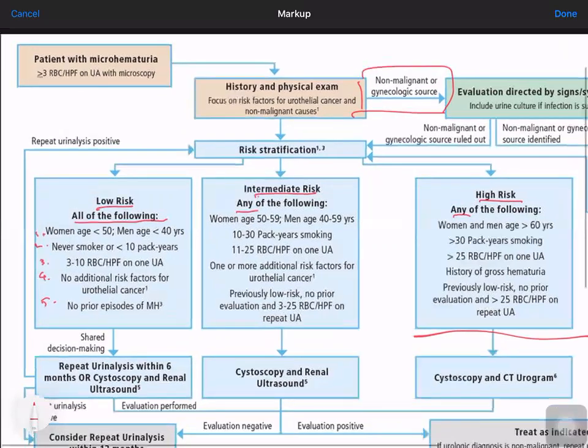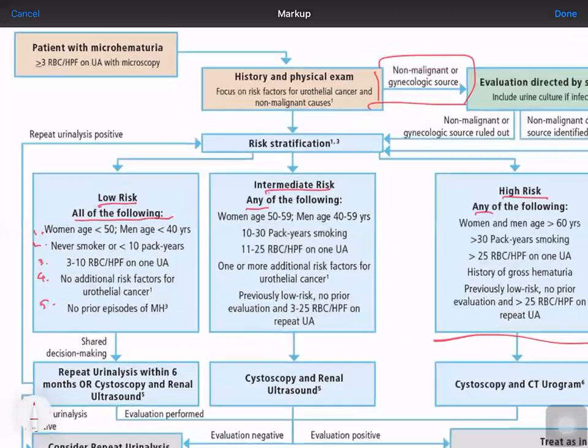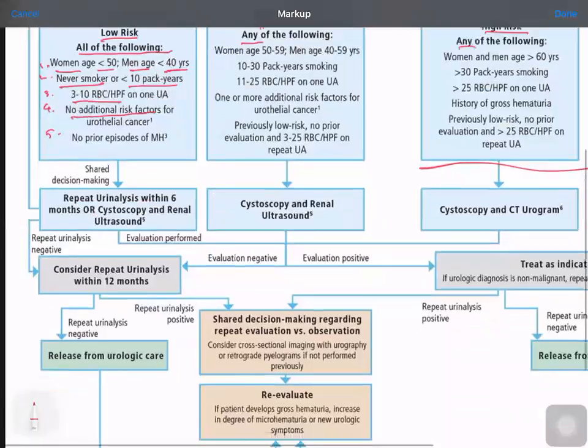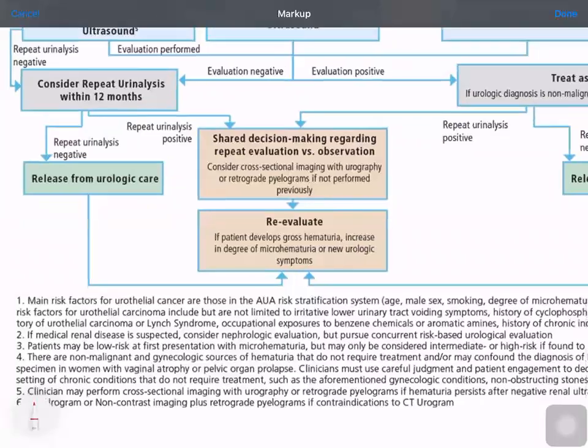The age of the patient is less than 50, especially women; for men, less than 40. The patient is a never smoker or has less than 10 pack years, and the presence of 3 to 10 RBCs per high power field on urine analysis, and there are no additional risk factors for urothelial cancer. So what are the risk factors for urothelial cancer? These are all the risk factors for urothelial cancer.